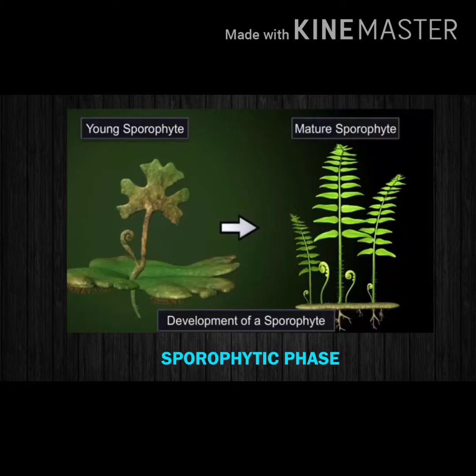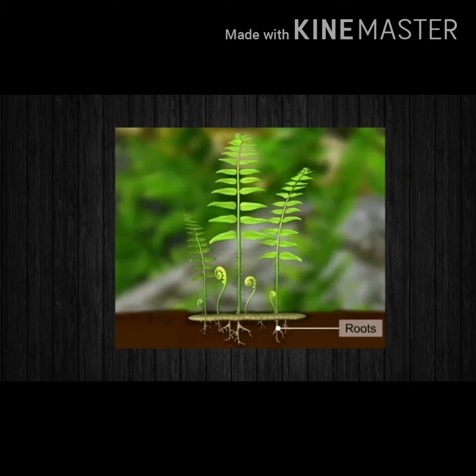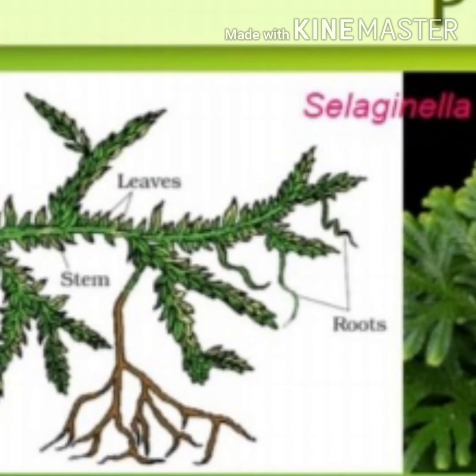Here the main plant body is called sporophyte. Why? Because it bears spores. As spores are borne, the plant is said to be a sporophyte. In algae and bryophytes, root, stem and leaves are absent. Instead, there we can see root-like, stem-like, leaf-like structures, so they are called a thallus. But here, we can see root, stem and leaves.